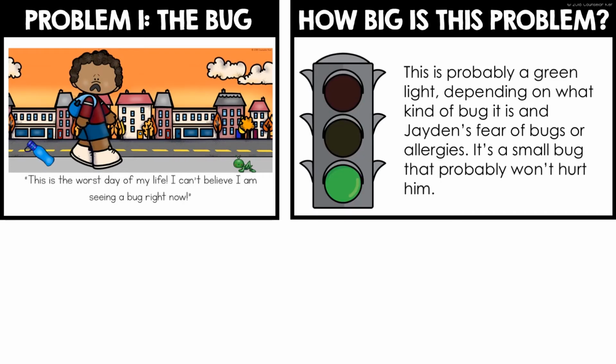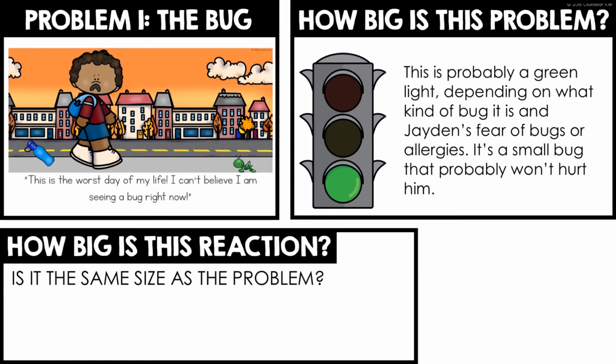This is probably a green light, depending on what kind of bug it is, and Jaden's fear of bugs, or maybe even allergies. It's a small bug that probably won't hurt him though. So how big was his reaction? Was it the same size as the problem? Remember, he said, "This is the worst day of my life. I can't believe I'm seeing a bug right now."